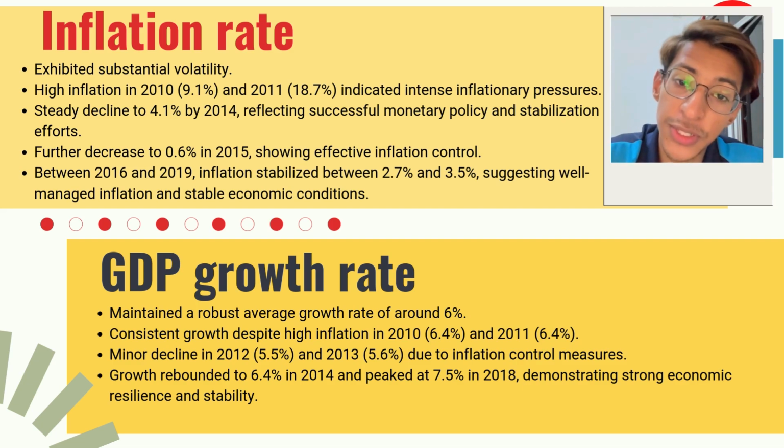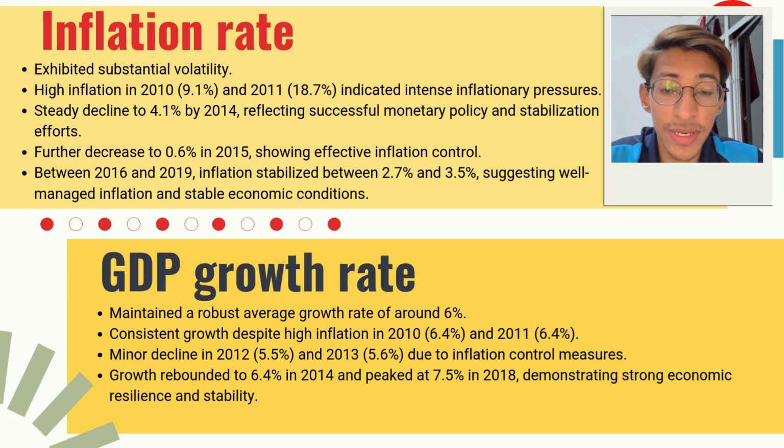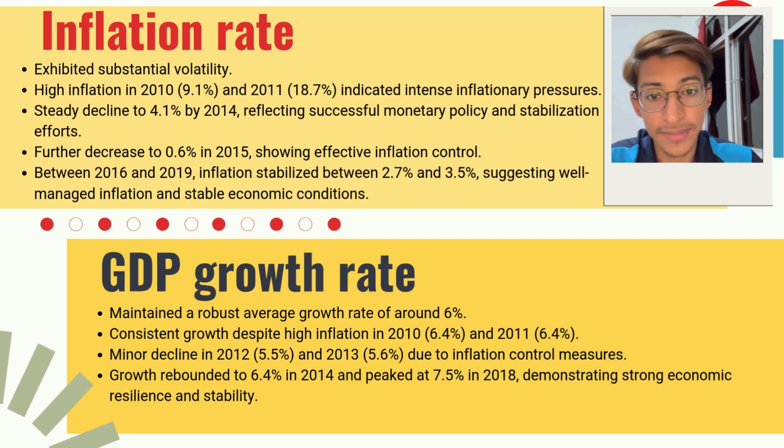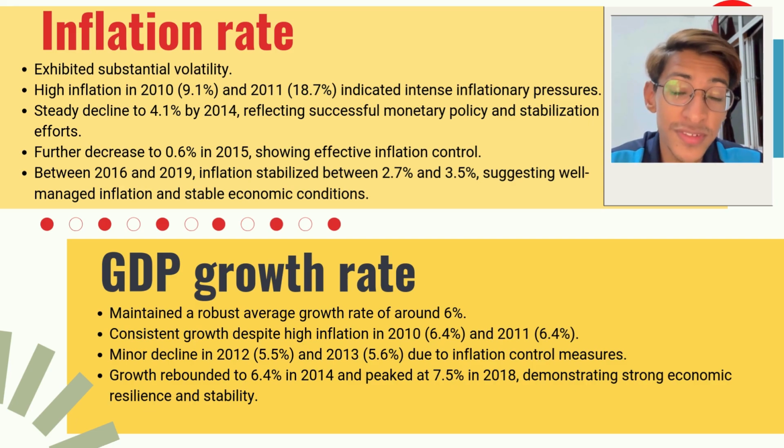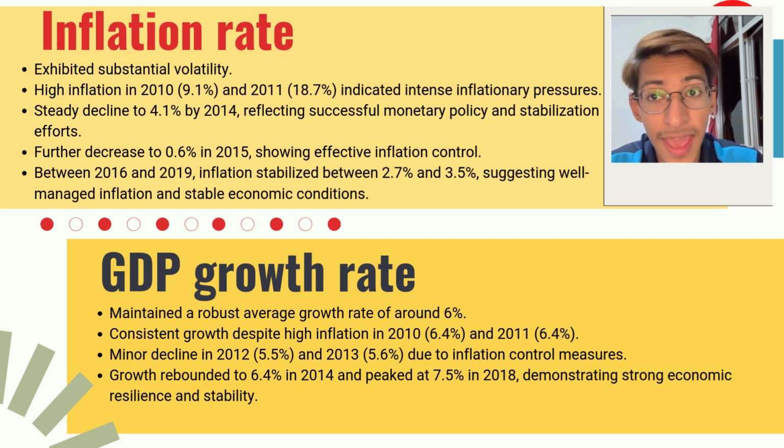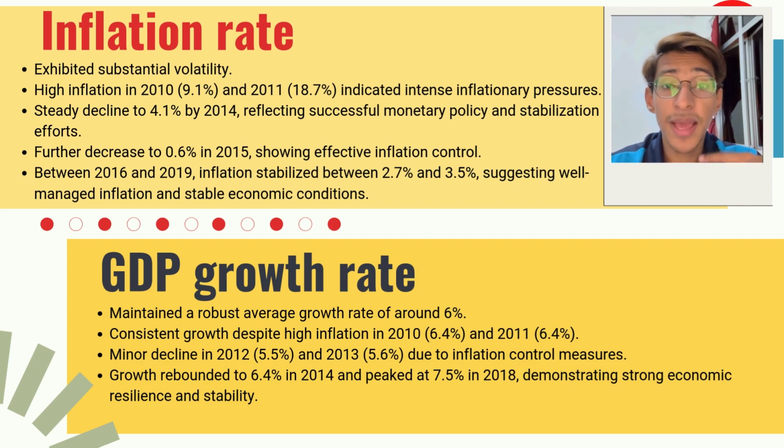Now I would like to explain GDP growth. GDP growth maintained a robust average growth rate of around 6%. Despite high inflation in 2010 and 2011, there was a consistent growth rate in 2010 and 2011, which is 6.4%. The growth rate rebounded to 6.4% in 2014 and peaked at 7.5% in 2018. This demonstrates strong economic resilience and stability.